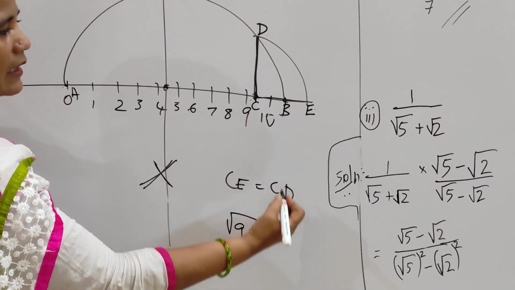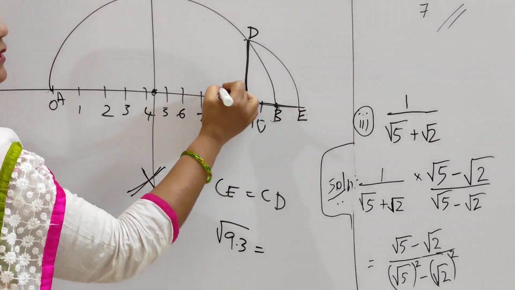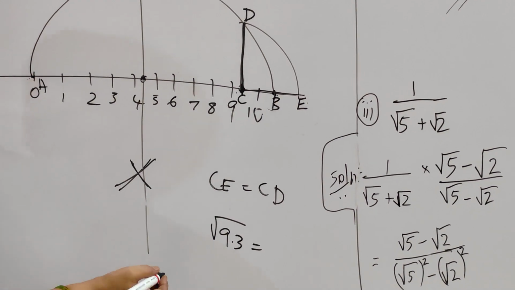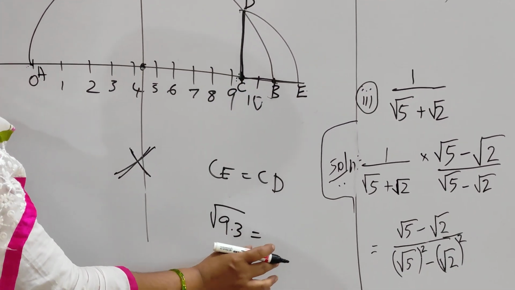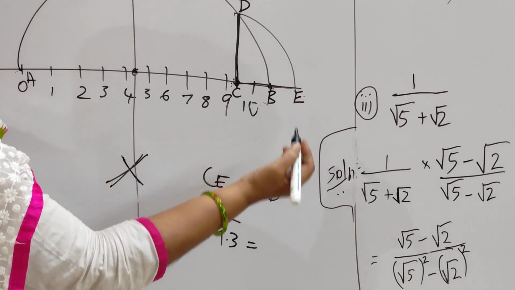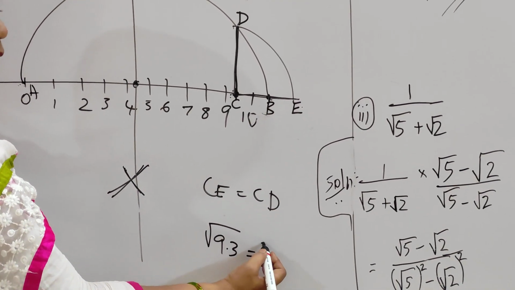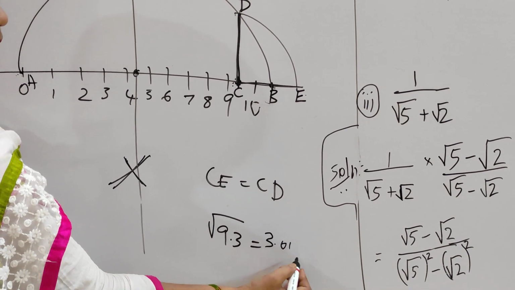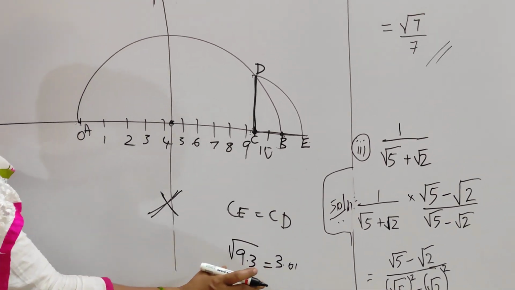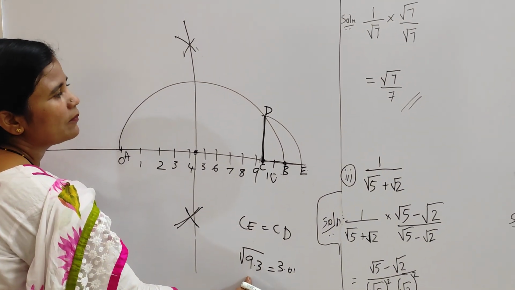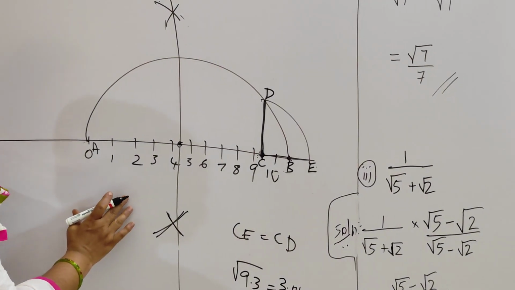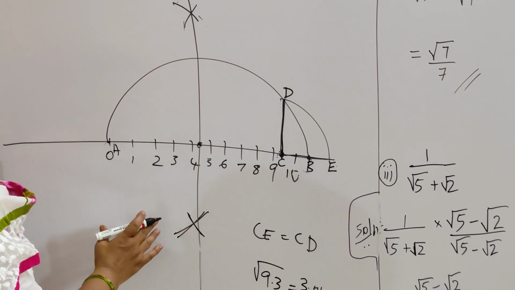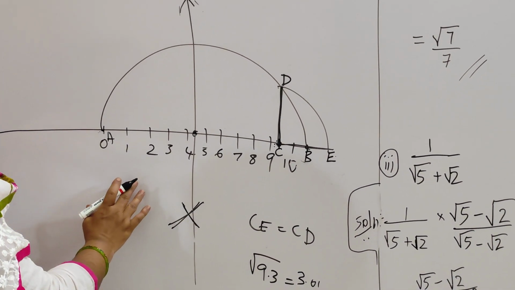Whatever you get, you need to measure from here to here and write the value. It will be the same. That will be the value of root 9.3. You will get 3 point something. This is how you have to locate, and you will be getting this question in your exams for 3 to 4 marks. Okay children, so I hope you understood this.